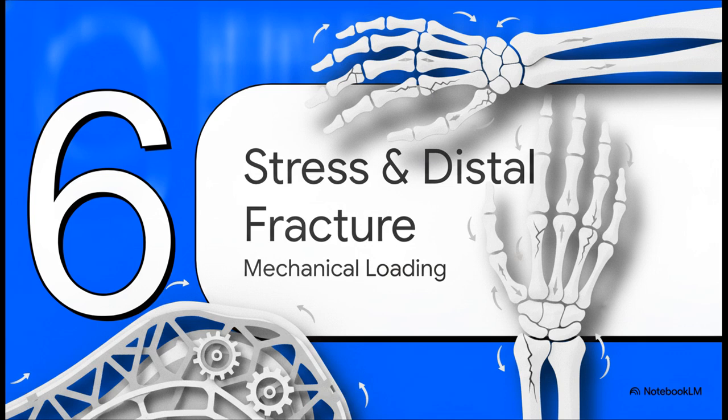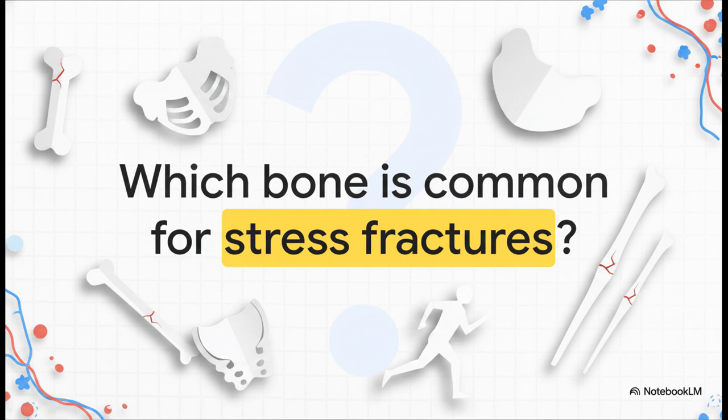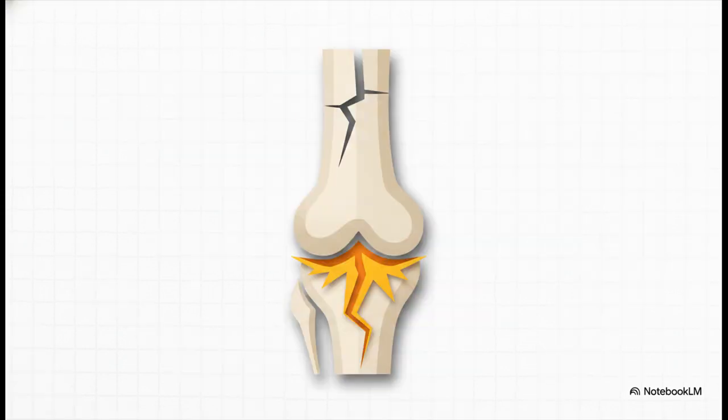Section 6, stress and distal fractures. Let's do a rapid-fire question about repetitive, submaximal mechanical loading. Which of the following bones is a common site for stress fractures? A. Clavicle, B. Scapula, C. Tibia, D. Fibula, or E. Sacrum? The correct answer is C, the tibia.